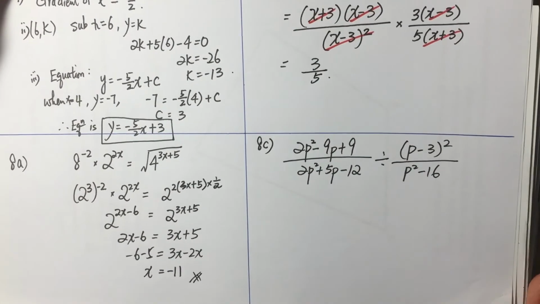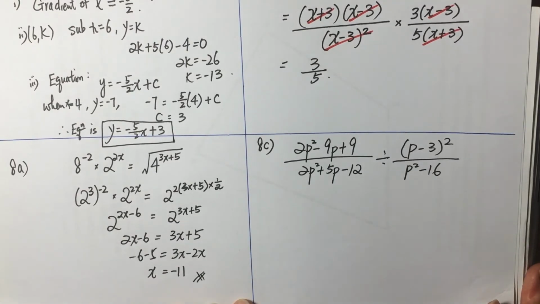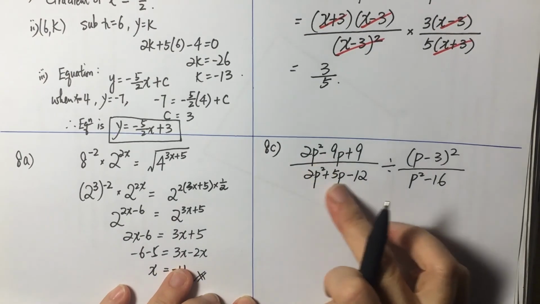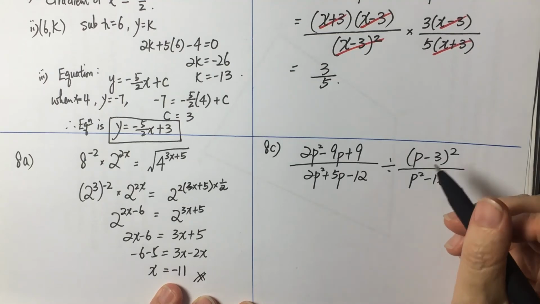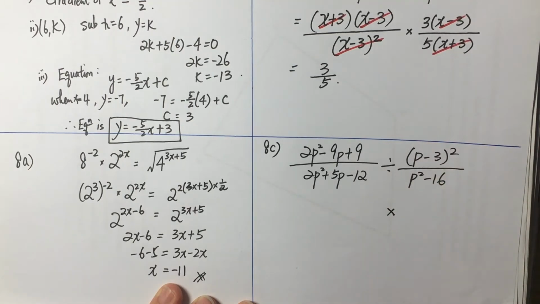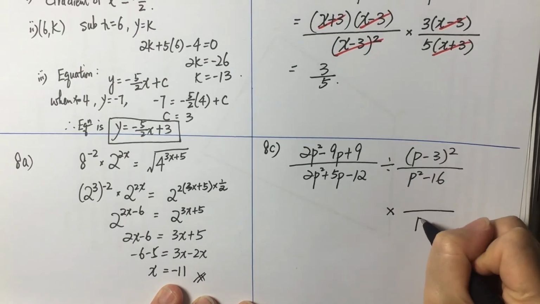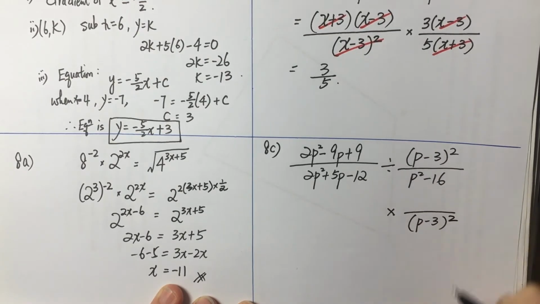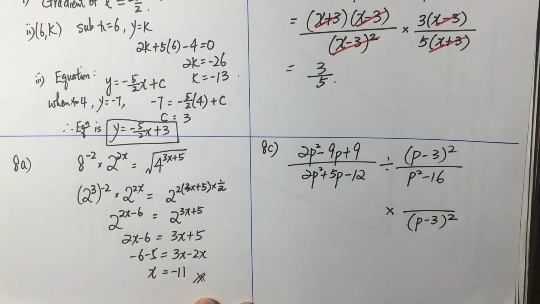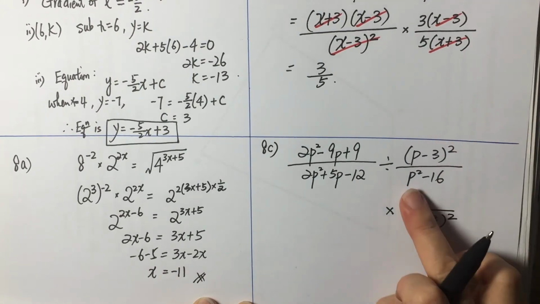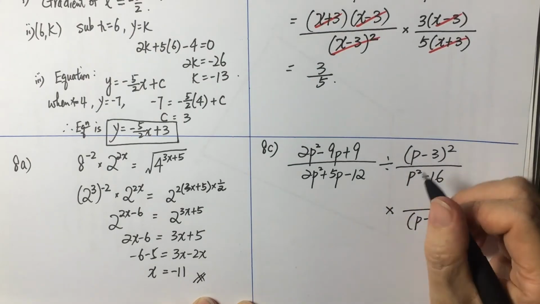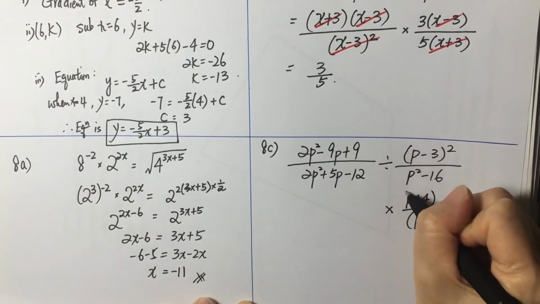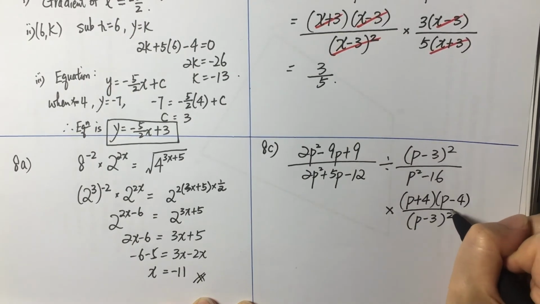Next, question 8c. Again, simplify. Again, they are all quadratic expressions, so we will try to factorize all. Okay, divide, I change it to times. So the (p minus 3) squared is now changed to the denominator. Then p squared minus 16. 16 is 4 squared. So we have (p plus 4) times (p minus 4).